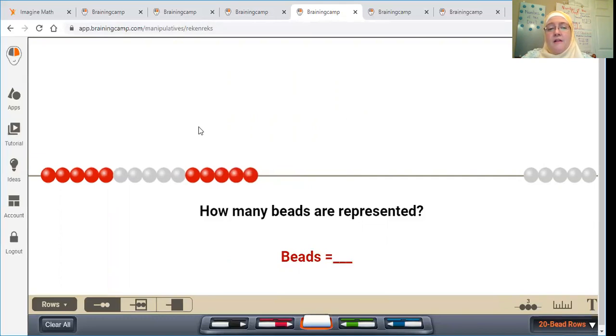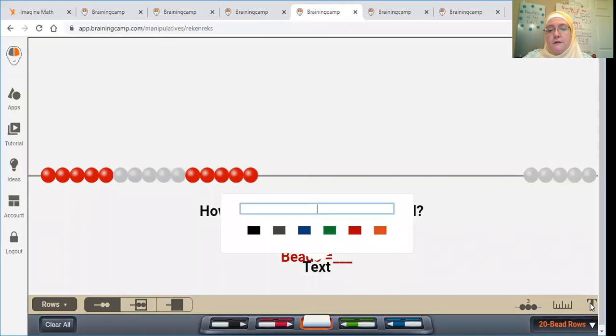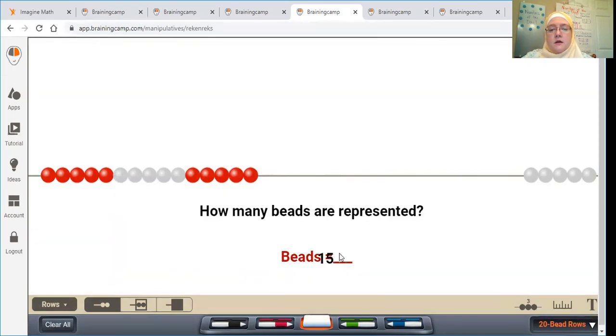All right, I love moving things whenever I can just to make sure that they've already been counted. And let's go ahead and put our number in, 15. 15 what though? What did it ask us? How many beads? So we're trying to find how many beads. So beads equals 15. Good job.